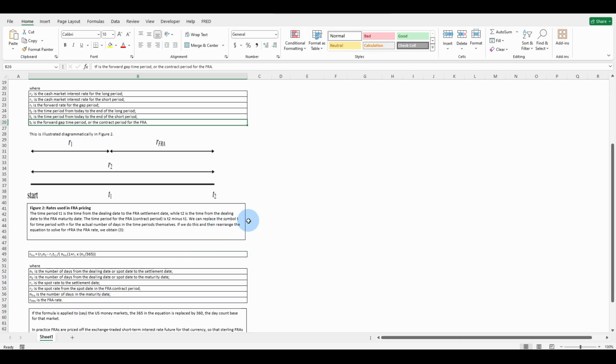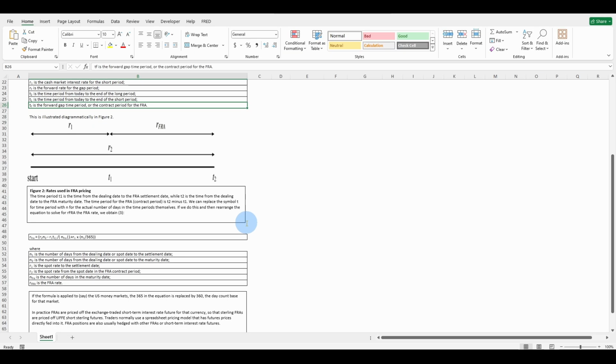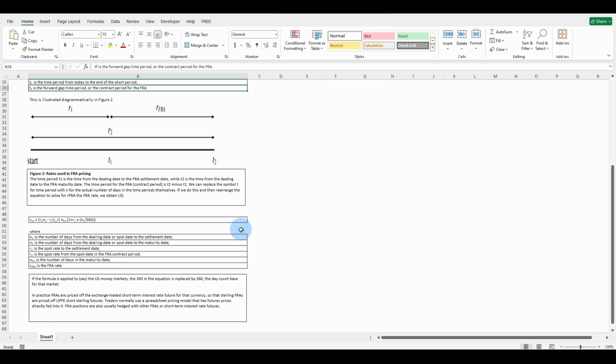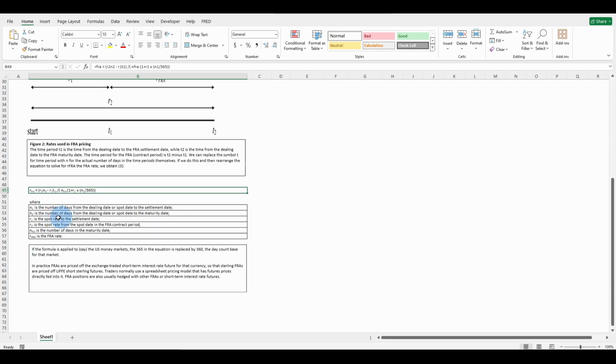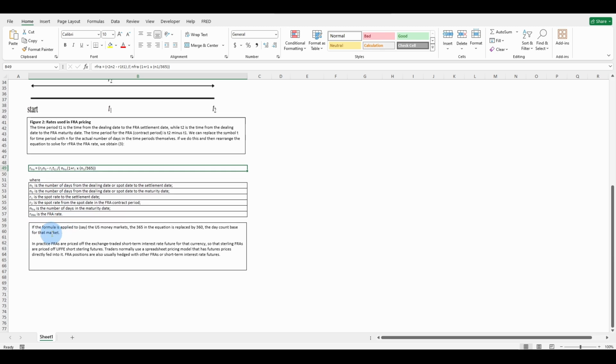We can replace the symbol T for time period with N for the actual number of days in the time periods themselves. If we do this and then rearrange the equation to solve for R_FRA, the FRA rate we would obtain is this, where you can read this on your own. So if the formula is applied to, say, the money market, 365 in this equation is replaced by 360, the day count base for that market.